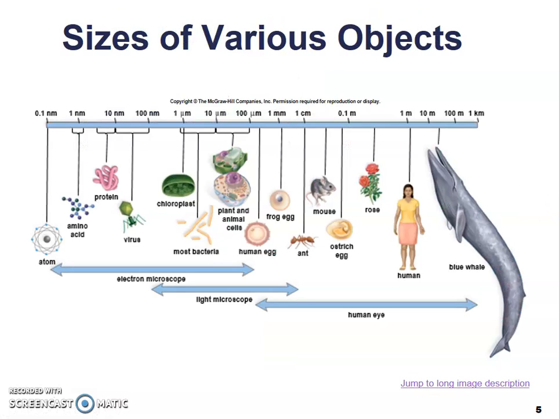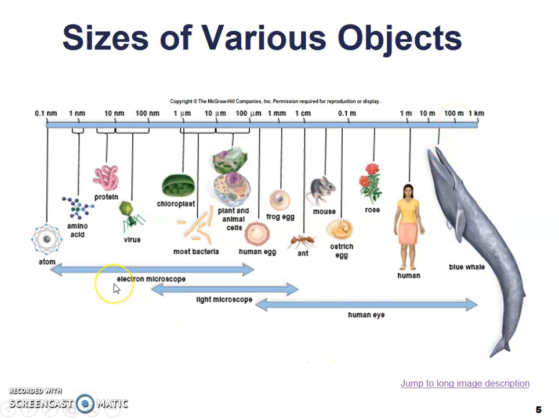Here we have some organisms and non-living things here at the left side. Just comparing the size, we have atoms down here at less than a nanometer, all the way up here to a blue whale, which is somewhere between 10 meters and 100 meters. They get to be very, very long.